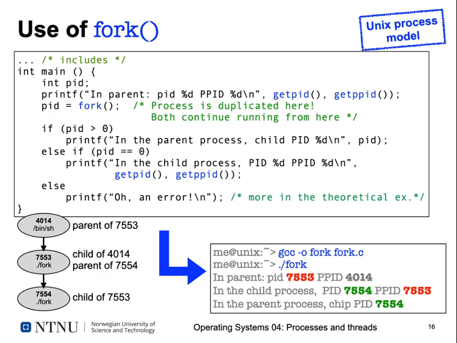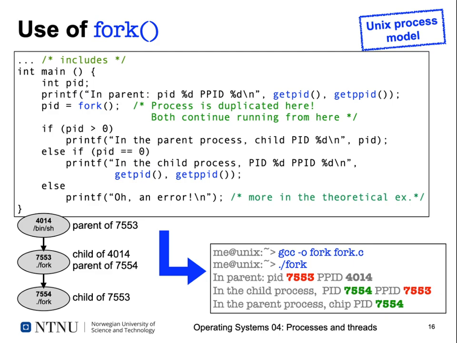We can make use of the fact that this process ID differs between parent and child by just checking the value of PID afterwards. If this value of PID is not zero, or larger than zero, because process IDs are always positive, then we know we're in the parent process because we got returned a process ID. And this process ID, we can print, this is the ID of the child that was just created for us. Otherwise, if the returned process ID was equal to zero, then we know, okay, we got a zero, so we must be the child process.